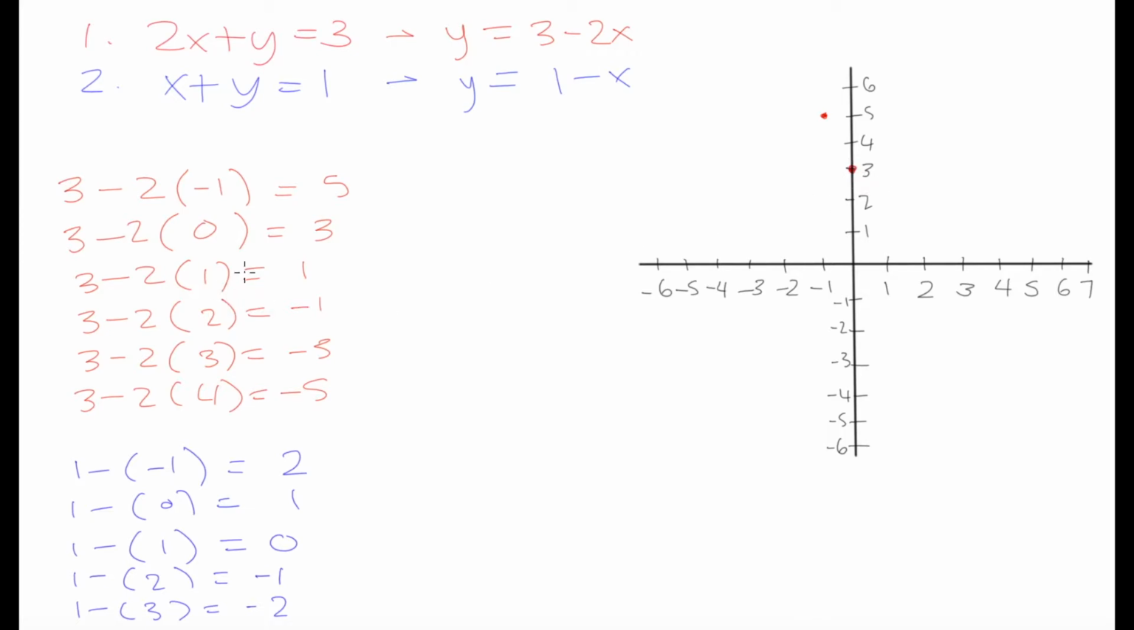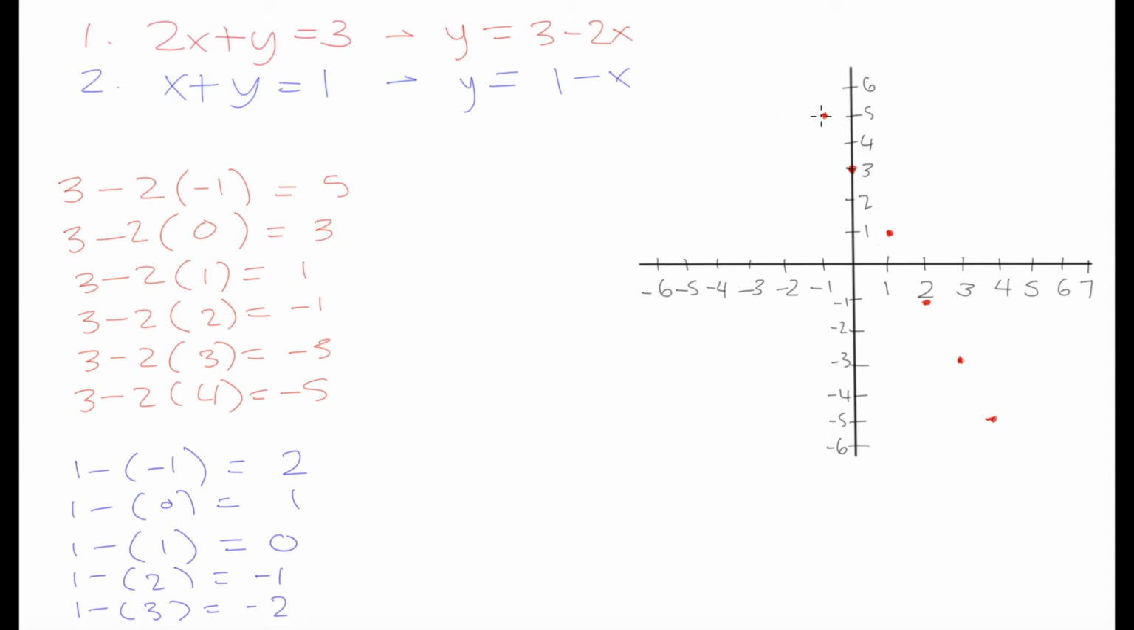When x is equal to 1, y is equal to 1, that's going to be a point right here. When x is equal to 2, y is equal to negative 1. So when x is 2, we have y as negative 1, which is about here. When x is equal to 3, y is negative 3, so we have x is equal to 3 and y is equal to negative 3 over here. And when x is equal to 4, we have y as negative 5. So here's x is equal to 4 and y is equal to negative 5 right here. So that will be a point here.